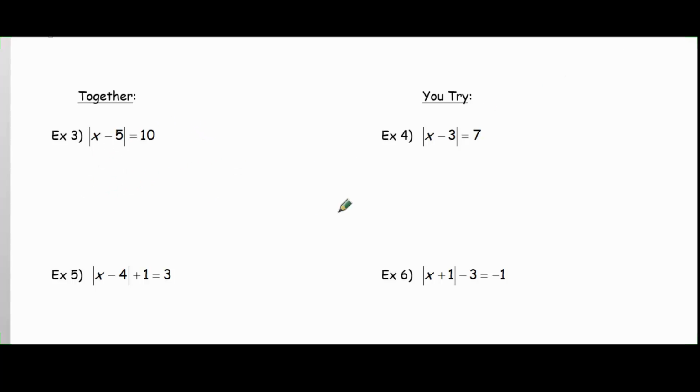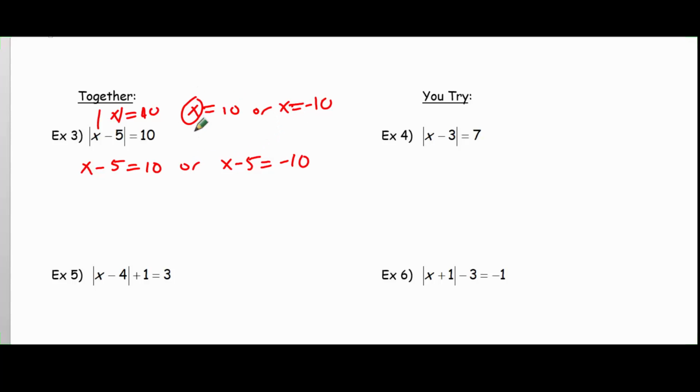Let's run through a couple of the togethers. I'll leave you the you tries for yourself. Now, remember if this was the absolute value of x equals 10, you said the inside, which in this case is x minus 5, equals 10, or the inside equals negative 10. No difference. X can be anything. In this case it can be 10 or negative 10, but it's an unknown. So x minus 5 is the unknown. So that unknown equals 10, or that unknown equals negative 10.